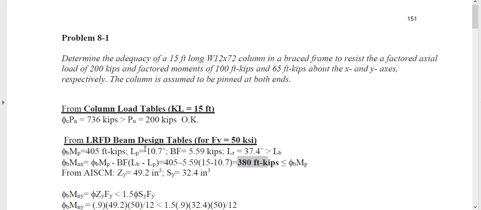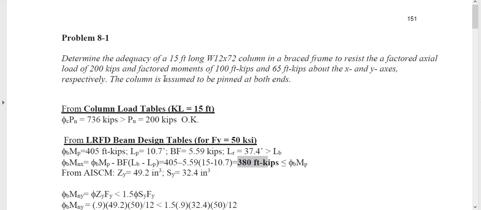Now we will see an example for column design with bending. What this problem is saying is: determine the adequacy of a 15 feet long W12x72 column in a braced frame. It is a braced frame, so it is important to note. It must resist a factored axial load of 200 kip and a factored moment of 100 kip-feet and 65 kip-feet about the x-axis and y-axis.